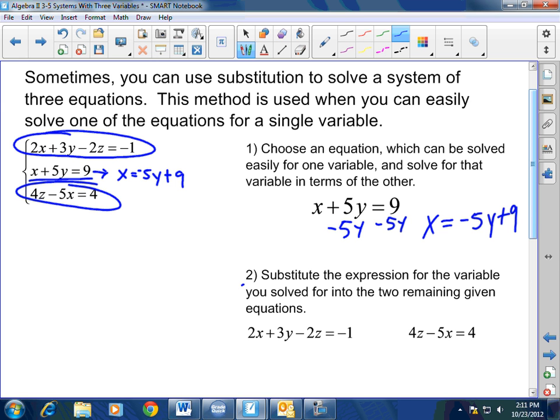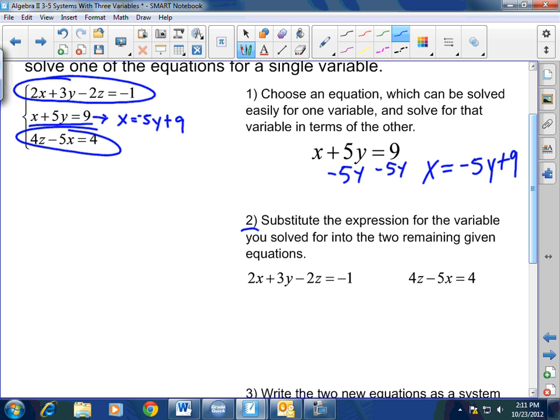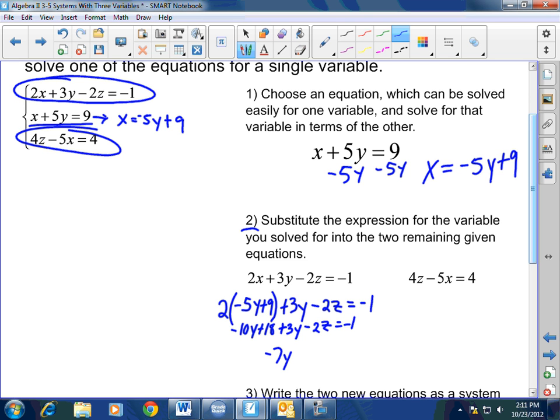That's where you have step 2. Substitute the expression for the variable you solved for into the 2 remaining given equations. So I'm going to have 2 times x, which is negative 5y plus 9, plus 3y minus 2z equals negative 1. When I combine this, that's going to be negative 10y plus 18 plus 3y minus 2z equals negative 1. So in total, this is going to be negative 7y minus 2z. I'm going to subtract the 18, equals negative 19.